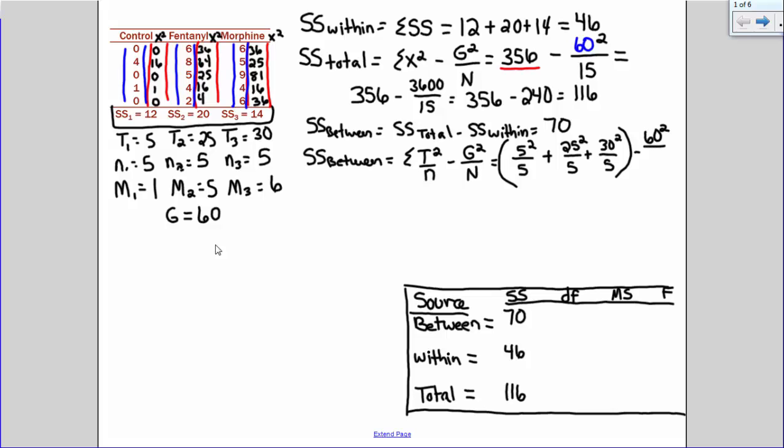Square that. Divide by the sample size for the entire study, which is the same as saying little n plus little n plus little n, right? 5 plus 5 plus 5. There's 15 people in the entire study. So now we need to solve for the exponents first. So this becomes 25 divided by 5 plus, well, 25 squared gives me 625. 30 squared is 900. And then 60 squared is 3600.